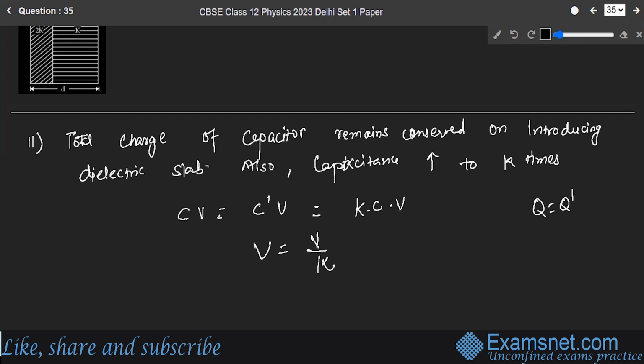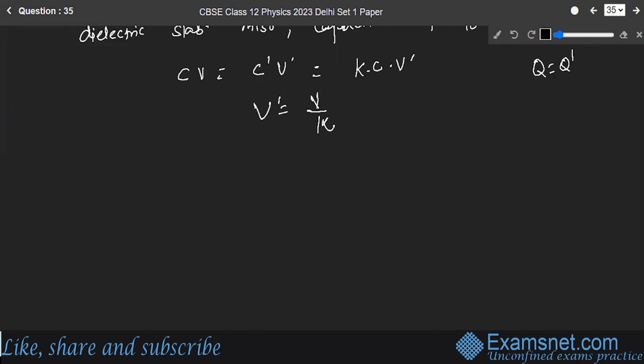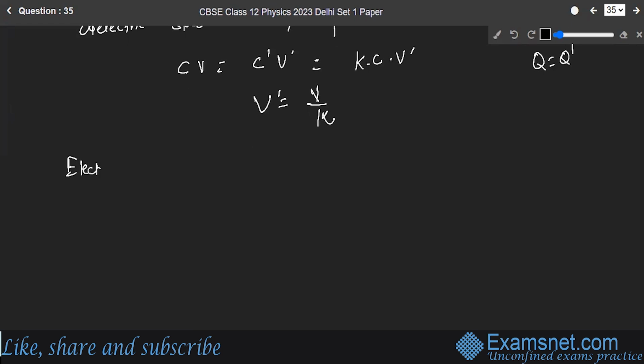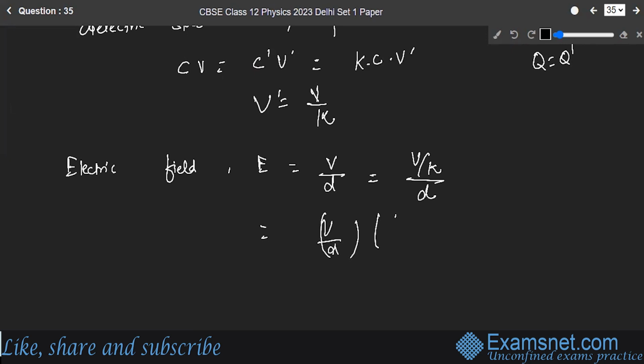Now the electric field. So here V dash is equal to V upon K. Now, electric field E is given by V upon D. This is equal to V upon K upon D. So this is equal to V upon D into 1 upon K, or this is nothing but E upon K.